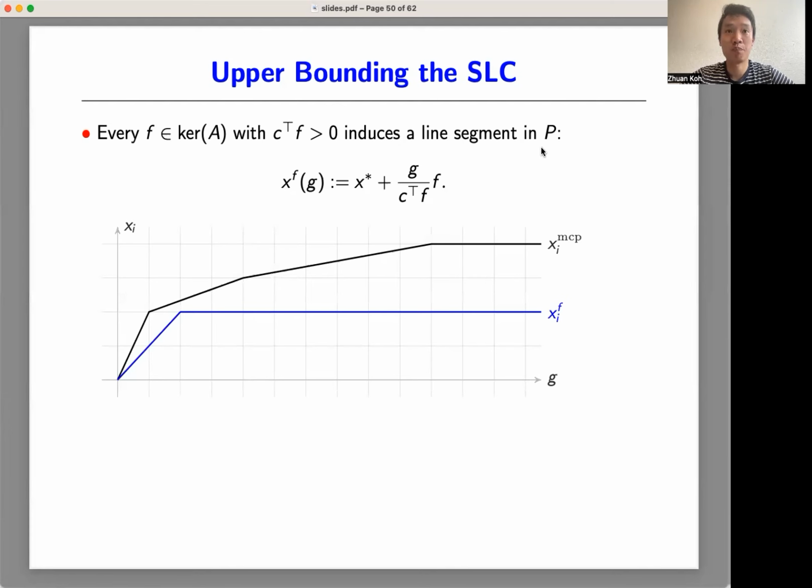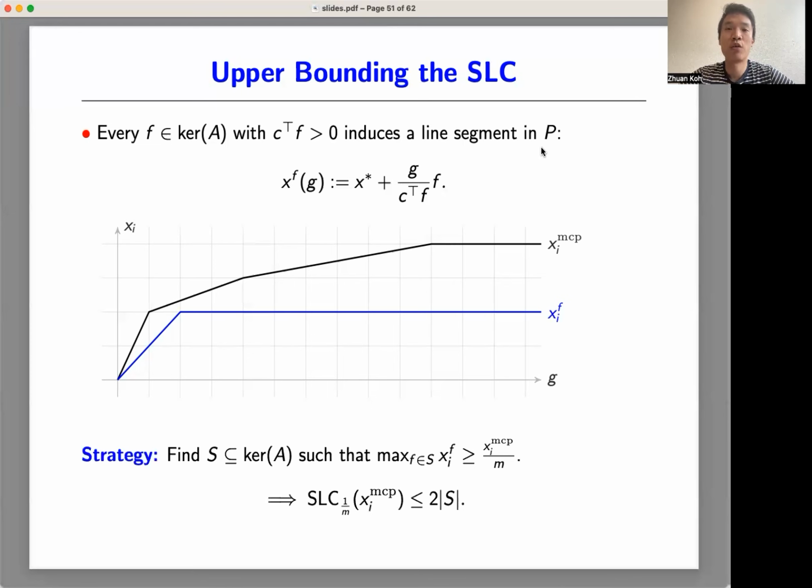If we look at the two-dimensional plane with g on one axis and xi on the other axis, then this line segment can be represented as this blue curve. If fi is positive, then as we increase the value of g, the coordinate xi increases linearly until we hit the boundary of the polyhedron, at which point any further increase in g does not increase the i-th coordinate anymore. And so the curve stays flat. So for every kernel vector f, we have this simple curve consisting of at most two pieces at coordinate i.